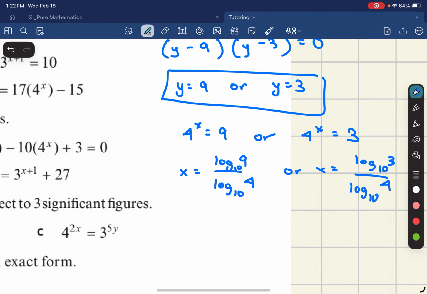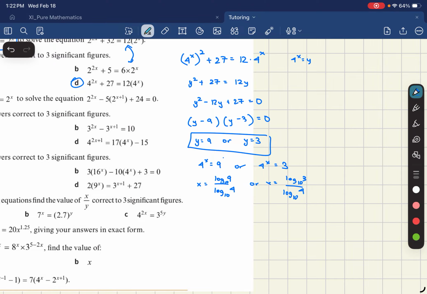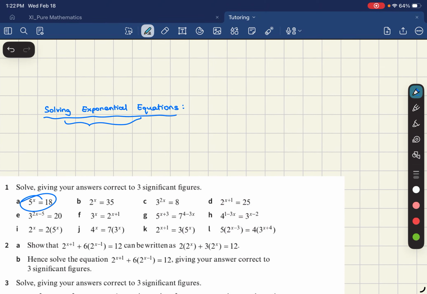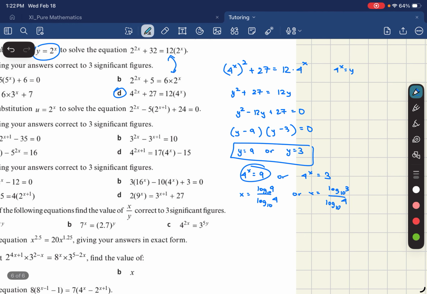And these are just using the ideas that we have done before, because solving this is the same as solving your first question that we did. So to 3 significant figures, you can calculate it out. Log 9 over log 4 is 1.584 something, and log 3 over log 4 is 0.79248 something. And you can always substitute it back.